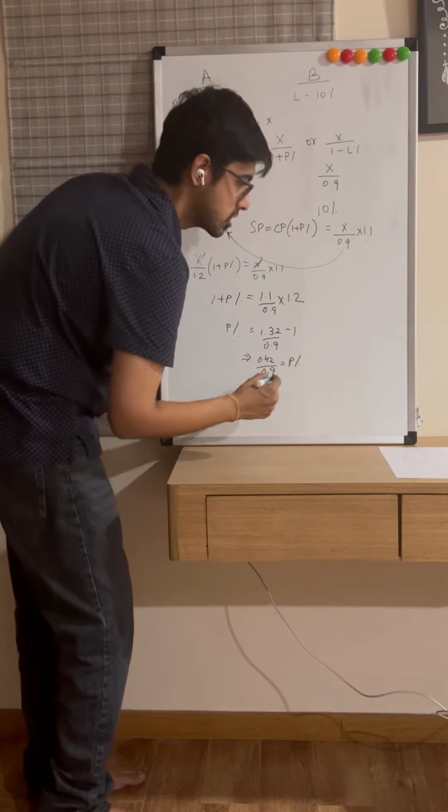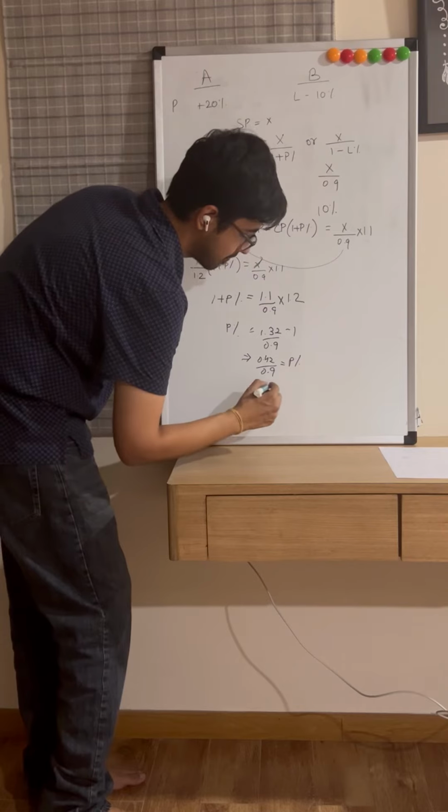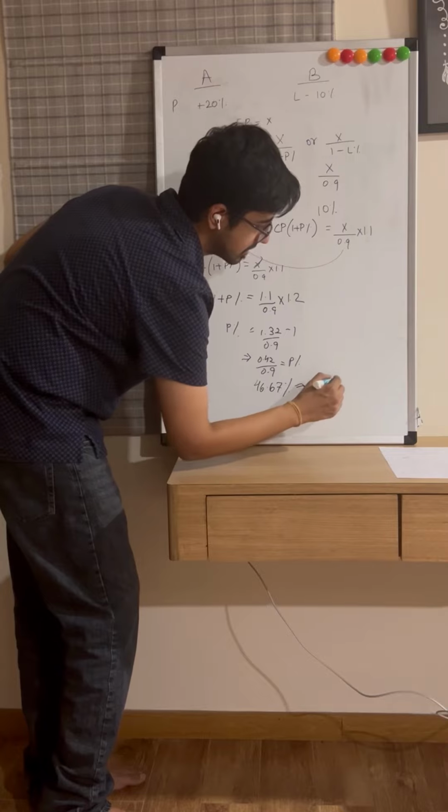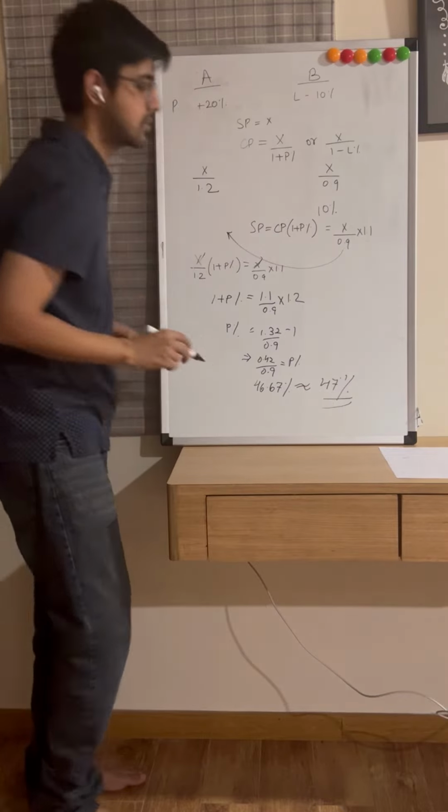A simple division will yield 46.67%, which you can round off to 47%. This is the first answer.